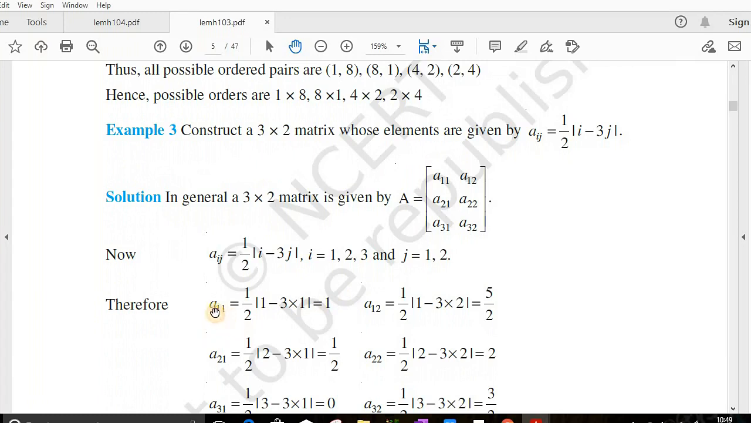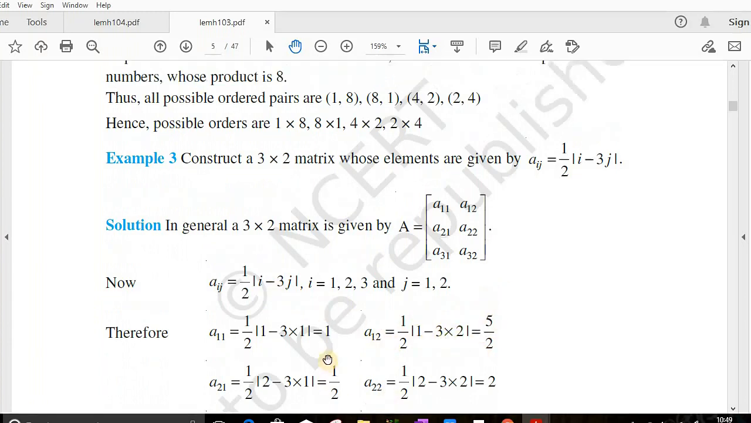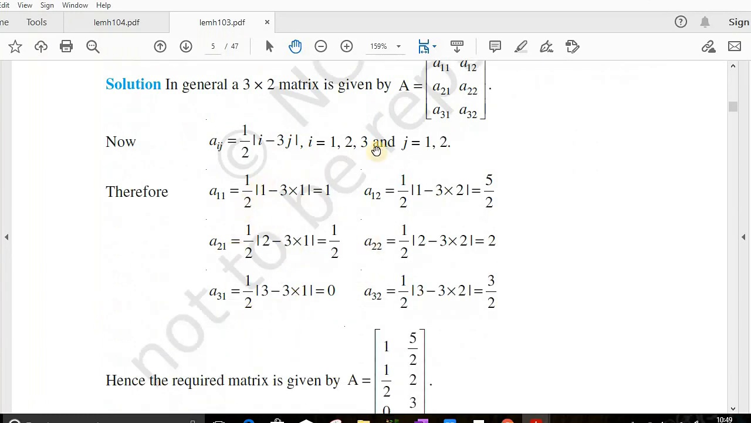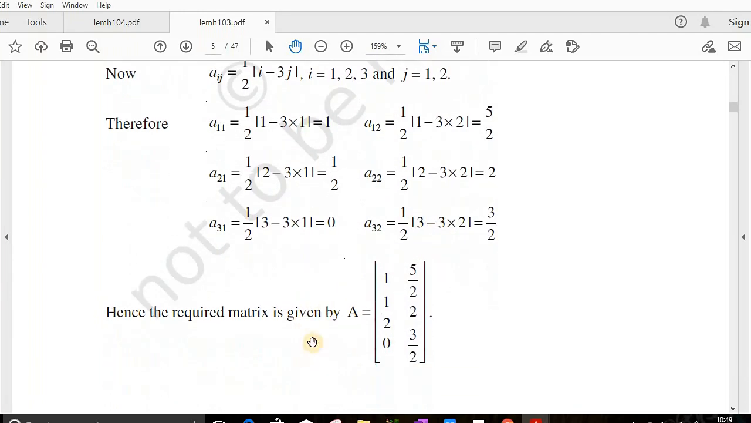So what will a11 be? In place of i you have 1, in place of j you have 1. In the formula, in place of ij you put 1 and 1, so you get 1. Similarly here a12: to find a12, in place of i I will put 1, in place of j I will put 2. So plug in the things, you will get 2 by 5. Similarly you do everything, repeat the same thing for all 6 elements, so your matrix will be this.